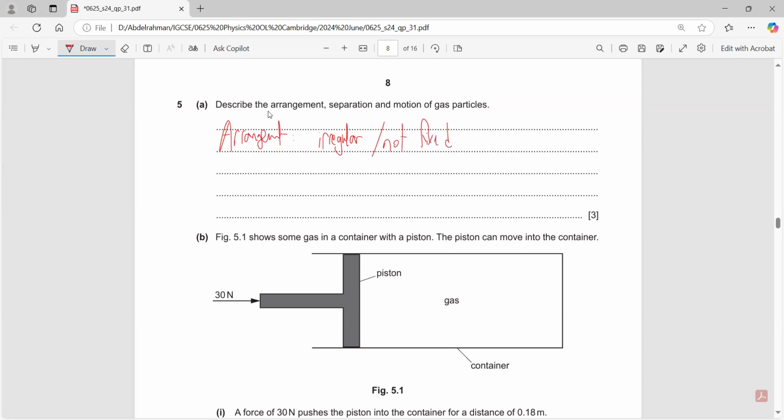What about the separation? Yes, they are far apart. And last but not least, the motion would be fast and random in all directions. Okay, good.